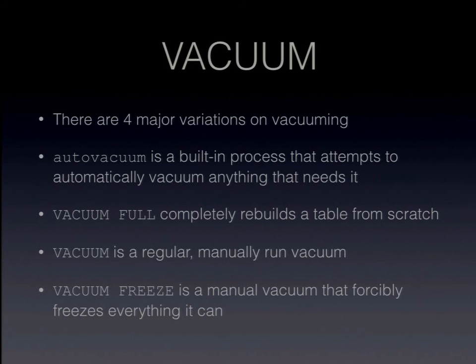Vacuum itself. There are 4 major variations on vacuum. Autovacuum is a built-in process that tries to just handle everything and does a pretty good job of it in the most recent versions. Vacuum full completely rebuilds a table from scratch. Vacuum is the regular manually run vacuum. And then vacuum freeze is a special variation on vacuum that essentially sets some freeze threshold settings to ensure that that vacuum run will freeze everything it possibly can.